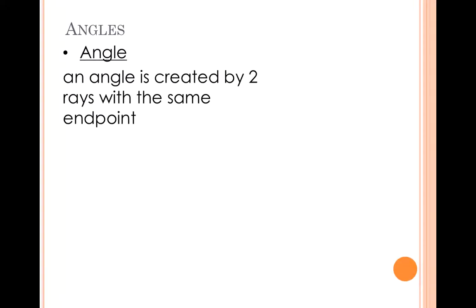Okay, an angle is something that is created by two nifty things called rays. So it's an angle created by two rays with the same endpoint. A ray is something that has an endpoint and then extends in one direction forever and must cross through at least one more point.